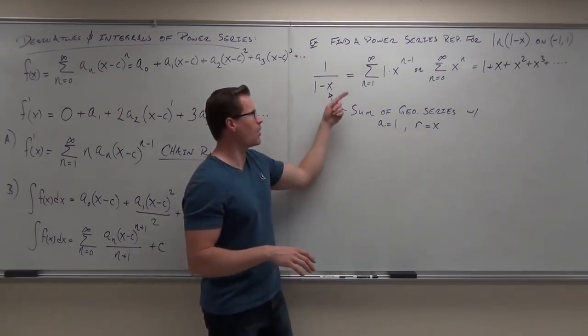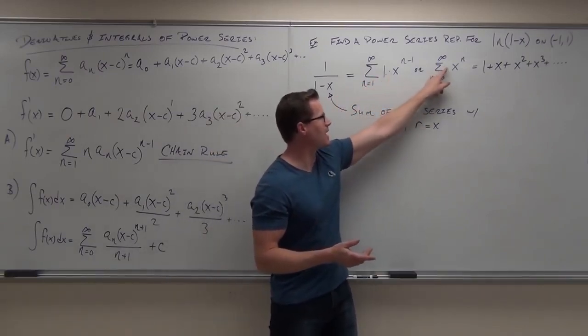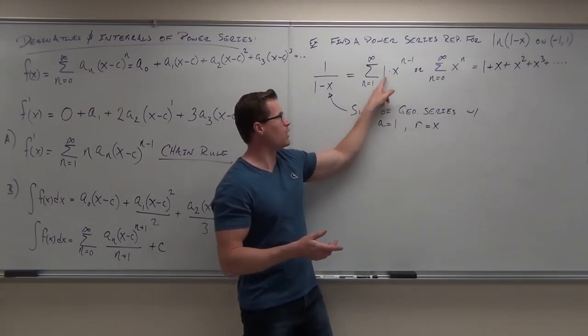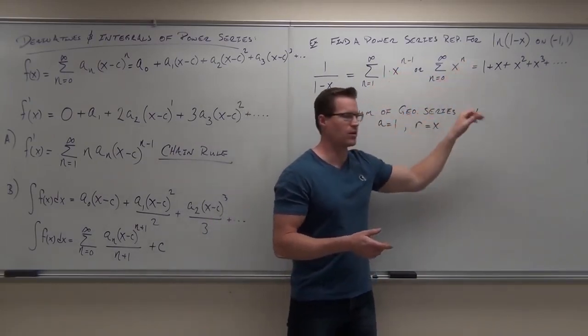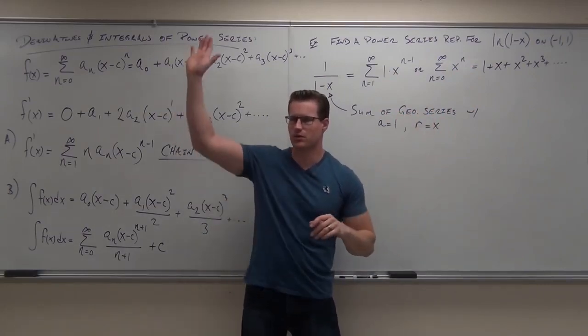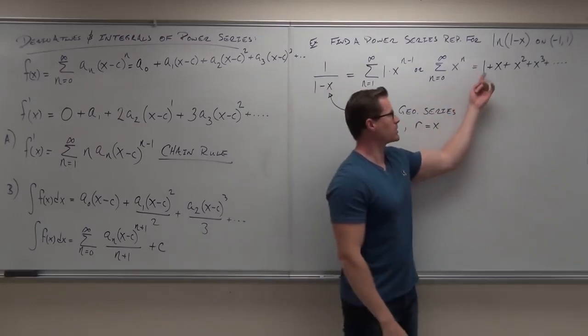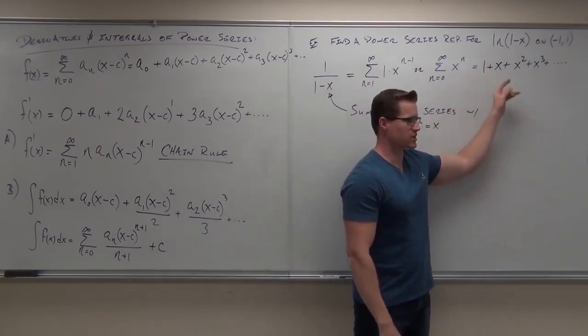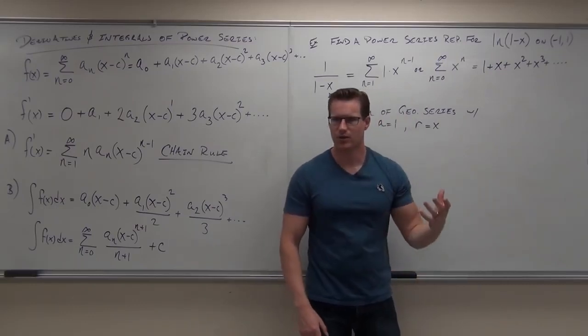A geometric series is always one of these two forms. No problem. It's n equals 1 with n minus 1, or it's 0 with n, and it's r to that power. That's exactly what we have right here. Show if you feel okay with that. Now, those terms are 1 plus x plus x squared plus x cubed plus x to the 4th plus and so on. That's how geometric series look.